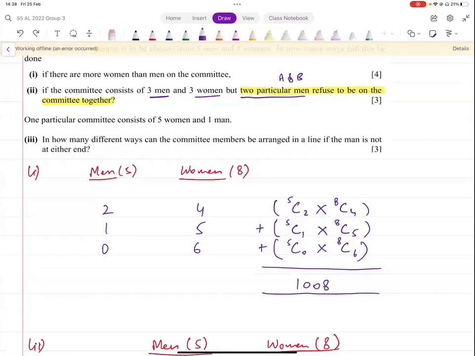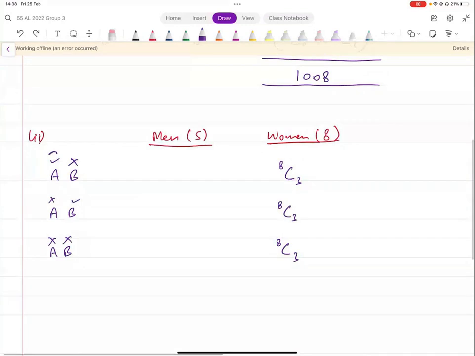Now, these men have a problem, and that is that A and B do not want to be together. Now, the first case is A is in the committee and B is not in the committee. So you have to choose 3 people. You've already chosen one of them, A, aapne already choose kar liya. How many people do we still have to choose? We've got to choose only 2 other people now. Aur B aapne nahi choose karna. So we've got 3 people left. Un 3 mein se aapko 2 choose karna hai. So that's 3C2.